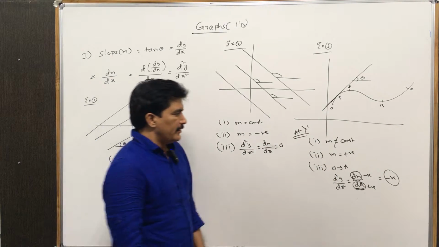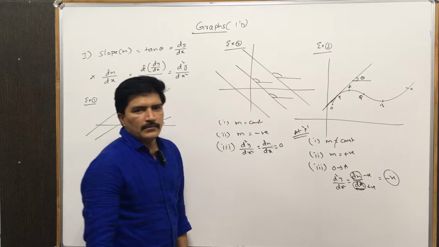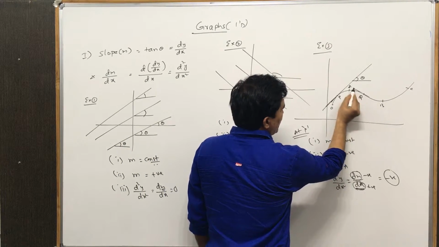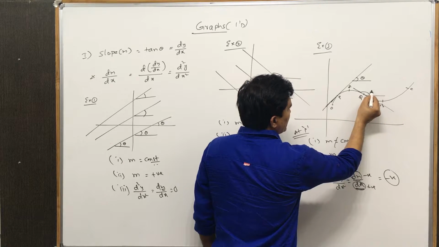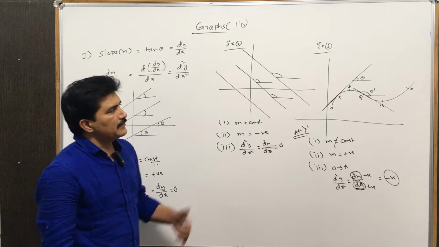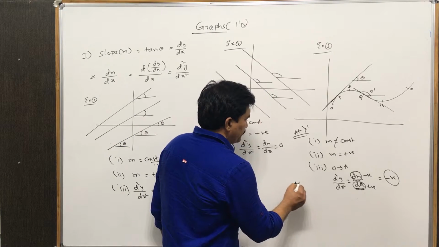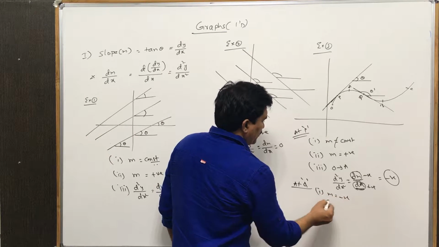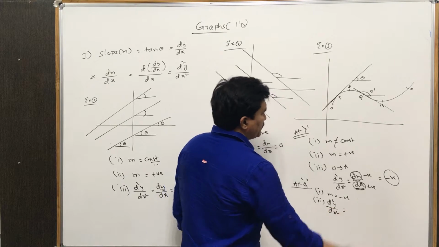Then if you come to a point, say Q, what is happening here? If you observe, this is the tangent, and the angle made by it with the positive x direction is this angle. It is clear that the angle is greater than 90, which means tan of that angle is negative. Hence I can conclude that at Q, the slope is negative.